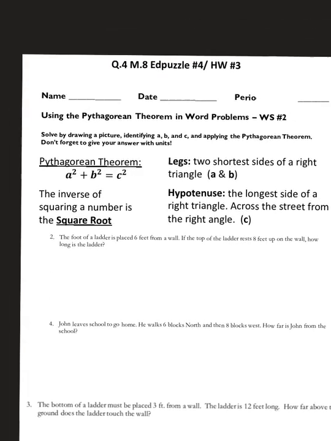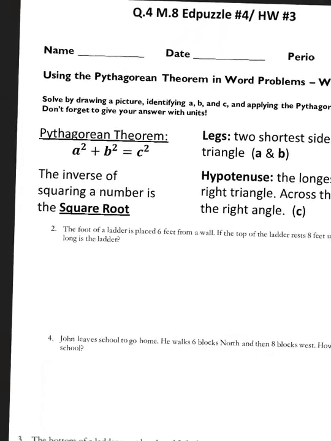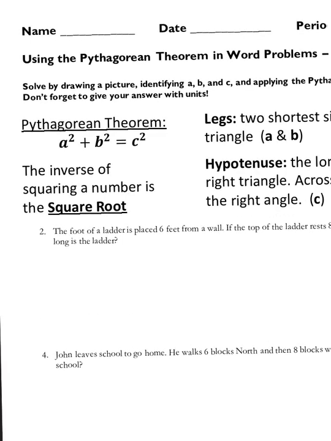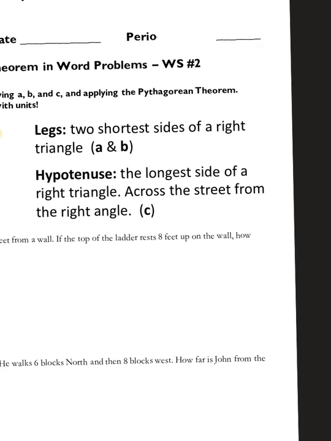All right, so just a quick little reminder. Let's remind ourselves what the Pythagorean Theorem is, what do legs mean, and all that stuff. So real quick reminder, our Pythagorean Theorem is a squared plus b squared equals c squared. So we need to make sure we know that by heart. And then our legs are the two shortest sides of a right triangle, okay? So the legs are the two shortest sides, and they're represented by A and B in the triangle. Then we have our hypotenuse, which is the longest side of a right triangle, or it is across the street. I like to say across the street from the right angle, and it is also represented by C.